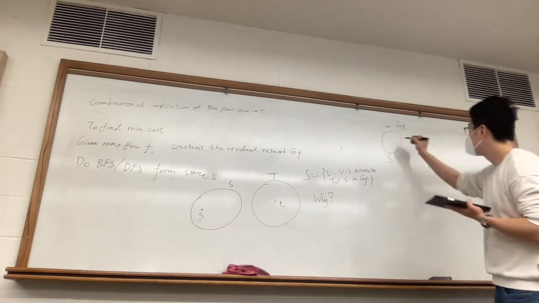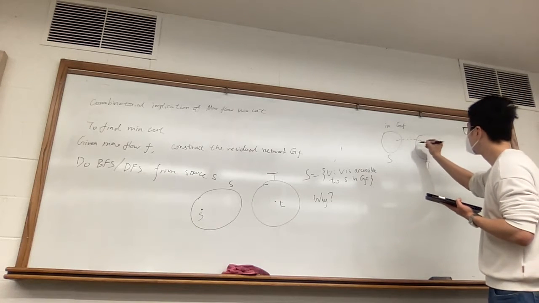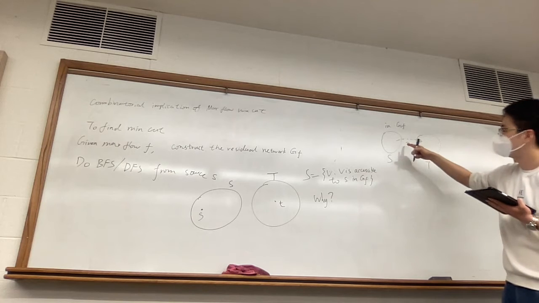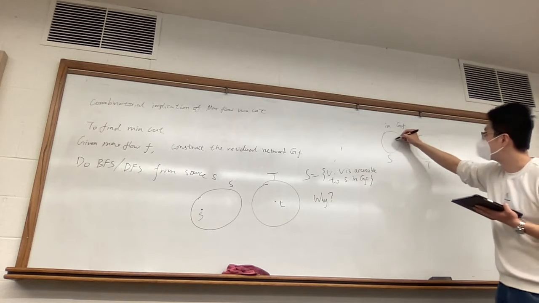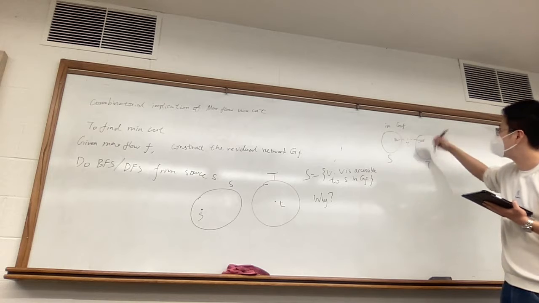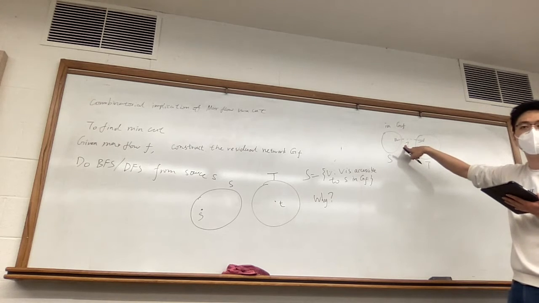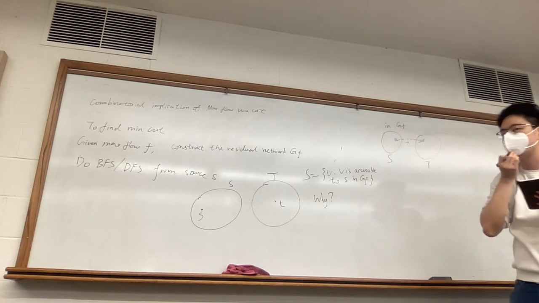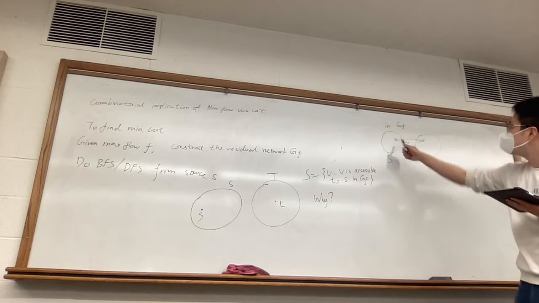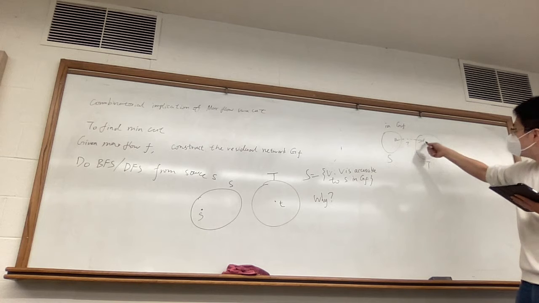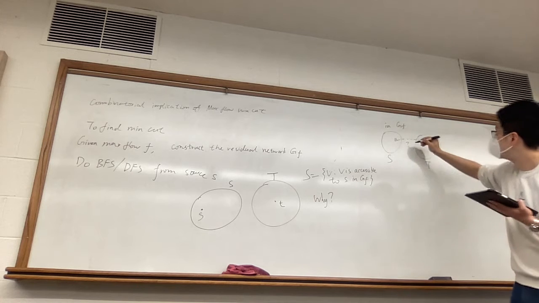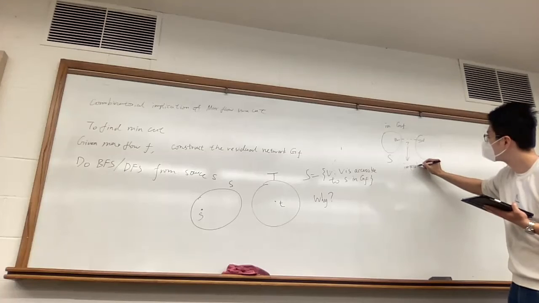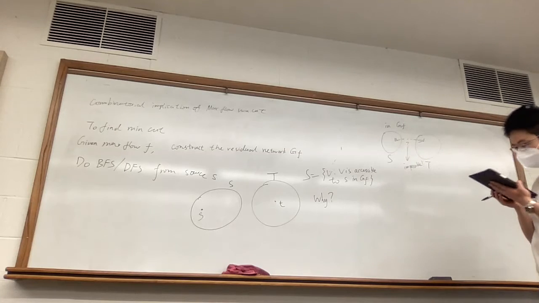First, my question is, is this arc possible? Let's say we have some U here, we have some V here. Is this arc feasible? No, right? Because capital S is all the nodes that are accessible to your source node. If this arc UV exists, then V should also be in capital S. So this arc is impossible. This is my first claim.